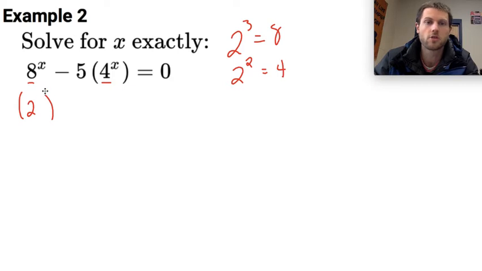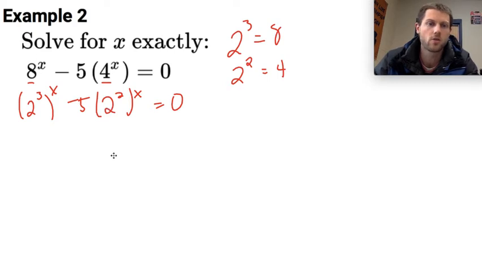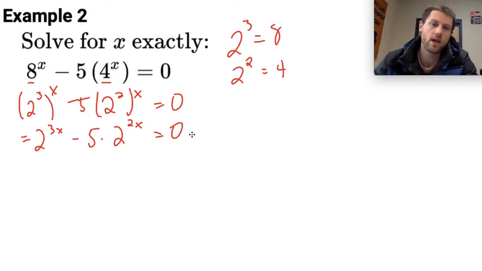So this actually becomes 2 to the third to the x power minus 5 times, oh, I'm sorry, x minus 5 times 2 squared to the x power equals 0. I basically just rewrote 4 as 2 squared, 8 as 2 cubed. And I can simplify this to say that this is 2 to the 3x minus 5 times 2 to the 2x, and that equals 0. So it looks like the same base, but this still might be kind of complicated.